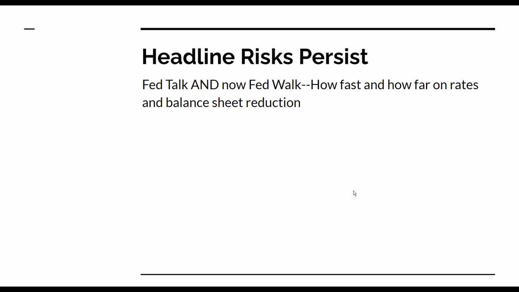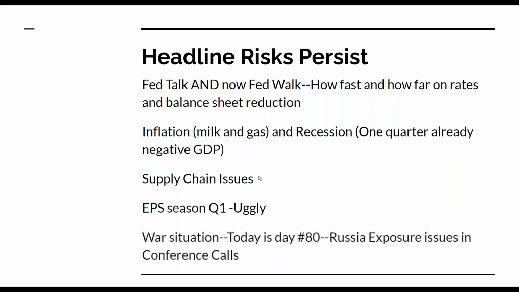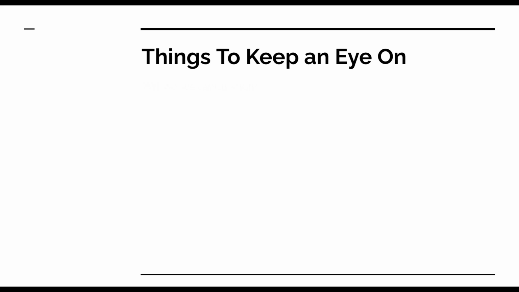Still a lot of headline risk. Fed talk, now the Fed walk. How fast, how far on rates and balance sheet reduction. Got inflation, got recession fears, which are real. We now had Powell this week admit, well, maybe we can't have a soft landing. So that rattled the markets, although I think we all already knew that. Got supply chain issues. Earnings season was super ugly, as I mentioned. War situation, today's day 80. Have Russia exposure issues coming up in conference calls.